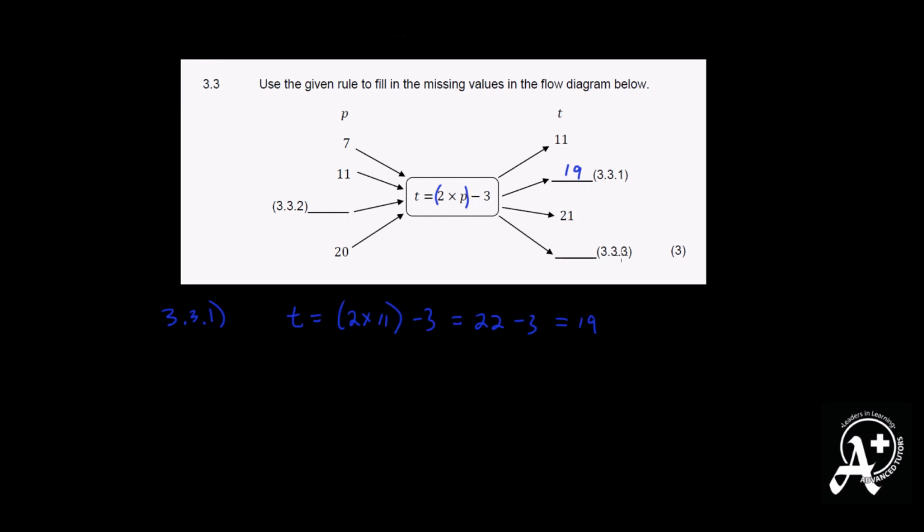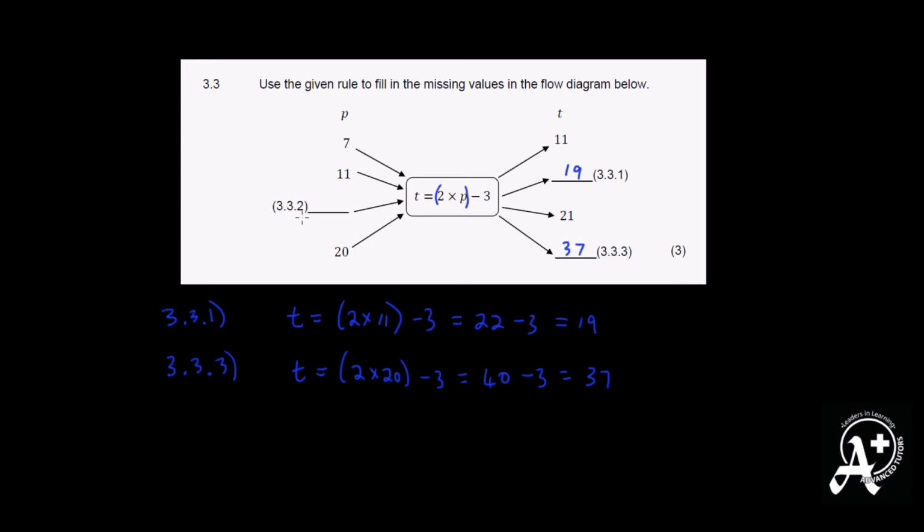I'm first going to do 3.3.3, which is also on this side because it works the same as the one we just did. For 3.3.3, we've got that P is equal to 20, and they ask us what T would be. So we've got 2 times 20 minus 3. 2 times 20 gives me 40, minus 3, that will give me 37. So for 3.3.3, T is 37.